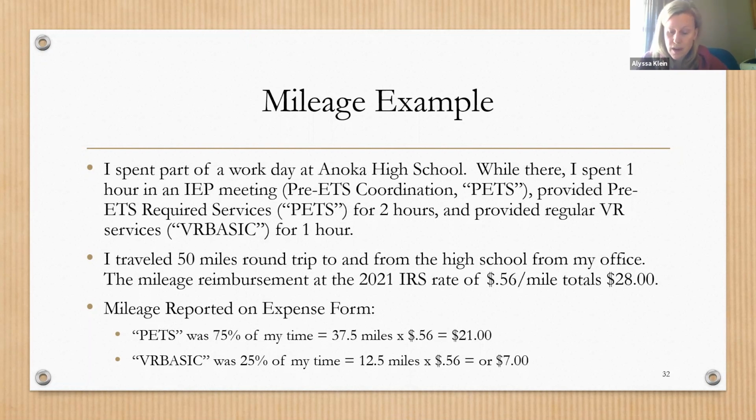So the mileage reported on my expense form would look as follows. PETS was 75% of my time, so that equals 37.5 miles times 56 cents a mile, which is $21. VR Basic was the remaining 25% of my time, which was 12.5 miles times 56 cents a mile, or $7.